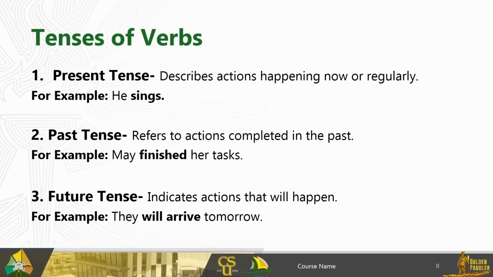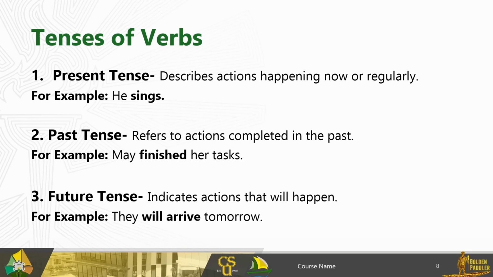The second is past tense. It refers to actions completed in the past. For example, May finished her task. It indicates that May completed her tasks at some point before now. Past tense is useful for narrating events that have already occurred.